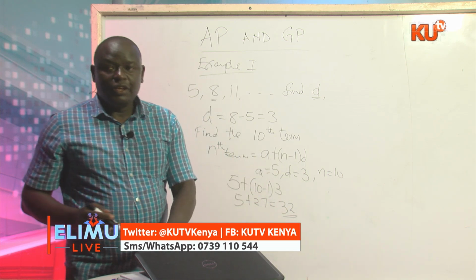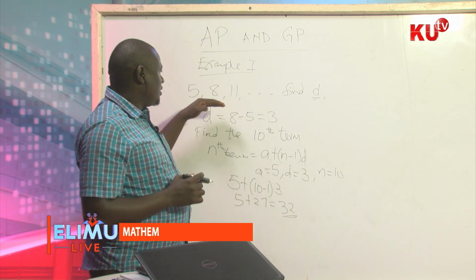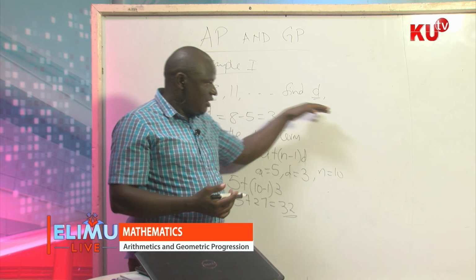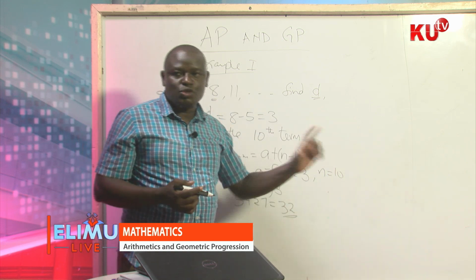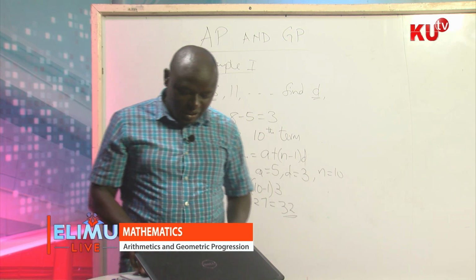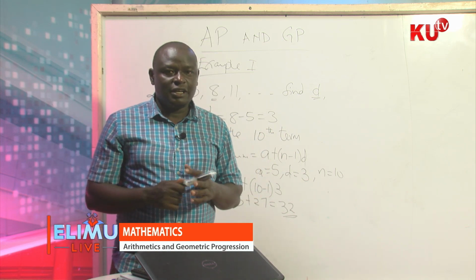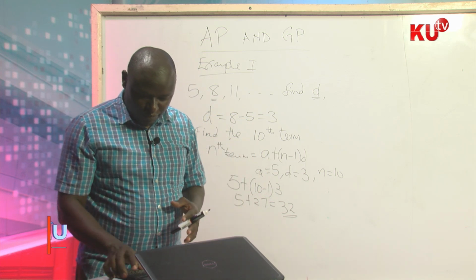This means if we listed these values, 5, 8, 11, and so on, the 10th value will be a 32. That's the implication in that case. I think that's very clear, unless there is a question coming through from the members.